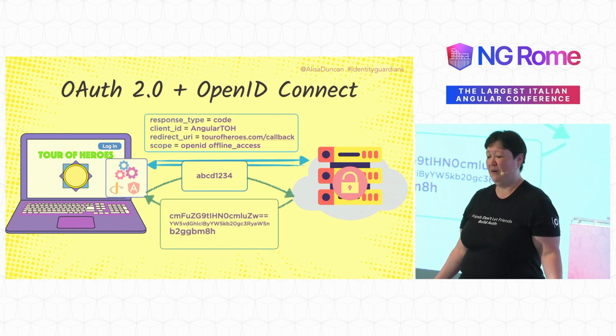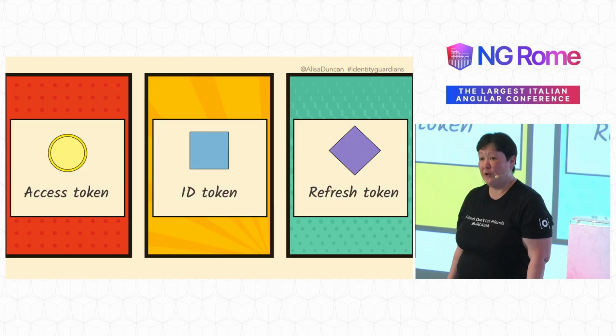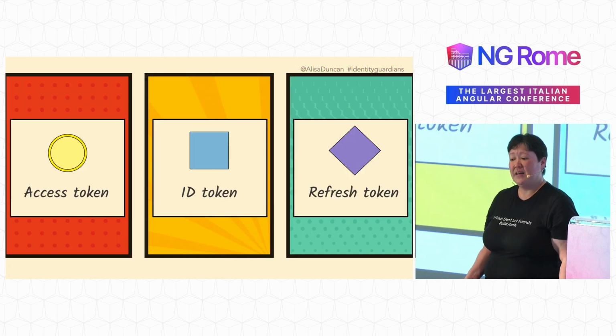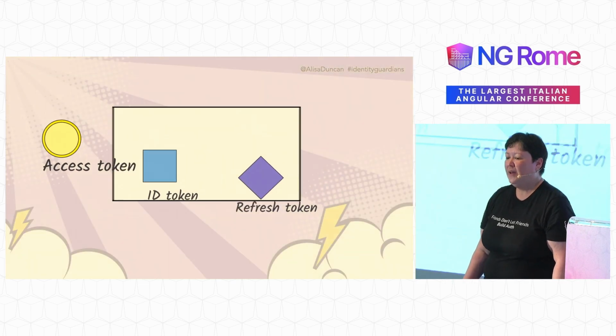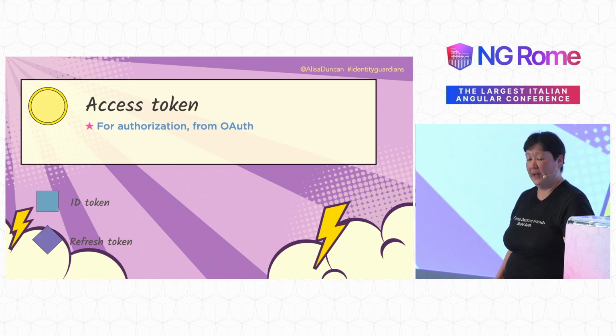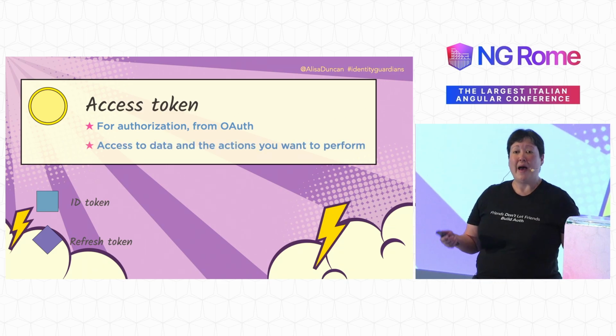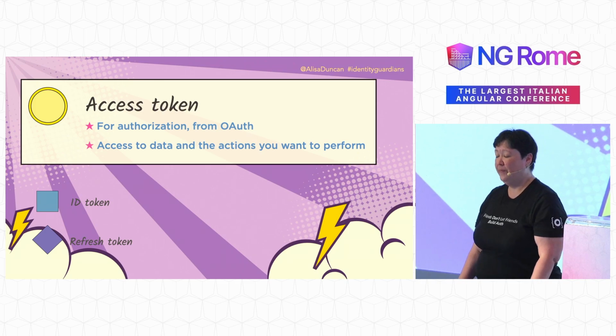How does this work within our Angular apps? Well, these 3 strings are tokens, and we get back the access token, the ID token, and the refresh token. The access token is for authorization, and it's from the OAuth layer. It's what we can use to get access to data and perform actions within our application.